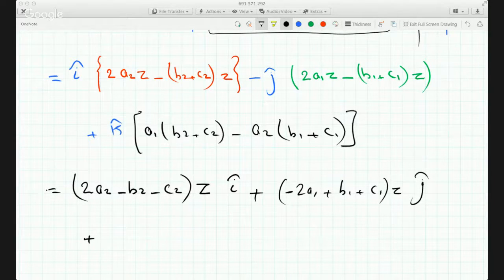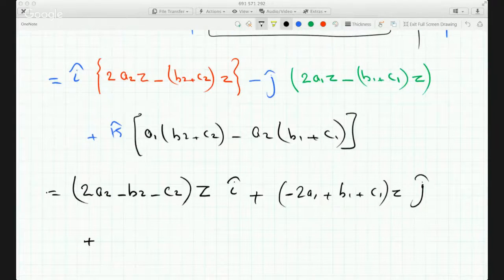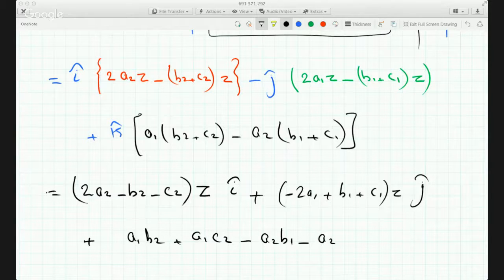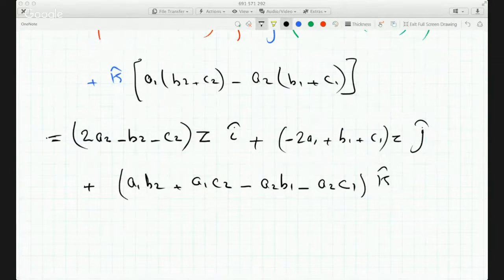So the k will be a1 b2 plus a1 c2 minus a2 b1 minus a2 c1, and this is all the k components. Okay, so this is the answer for the right hand side.